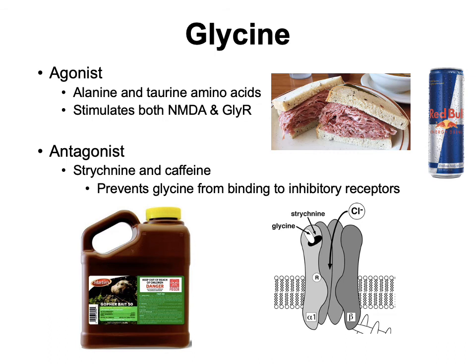The antagonists are strychnine and caffeine. So strychnine and caffeine will prevent the glycine. So they'll prevent it from binding to these receptors. They will prevent any kind of inhibitory effect. So strychnine and caffeine will cause overstimulation. And it can be quite serious and deadly with the strychnine.